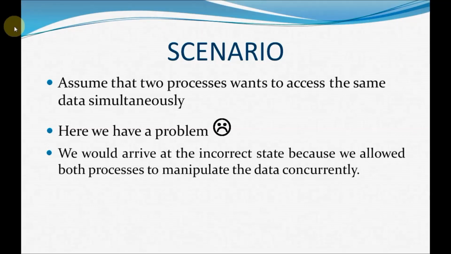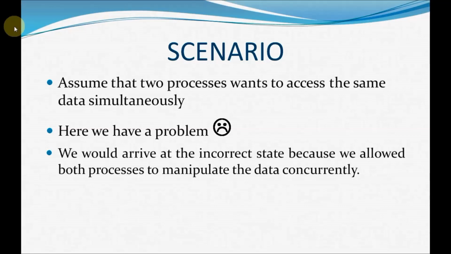But there is a problem here. What is that problem? When two processes try to access the same data concurrently or simultaneously, there is a chance that incorrect data can be read or written by one of the processes. I can't assure that the data that is going to be read or written by that process is correct. That is the problem here.